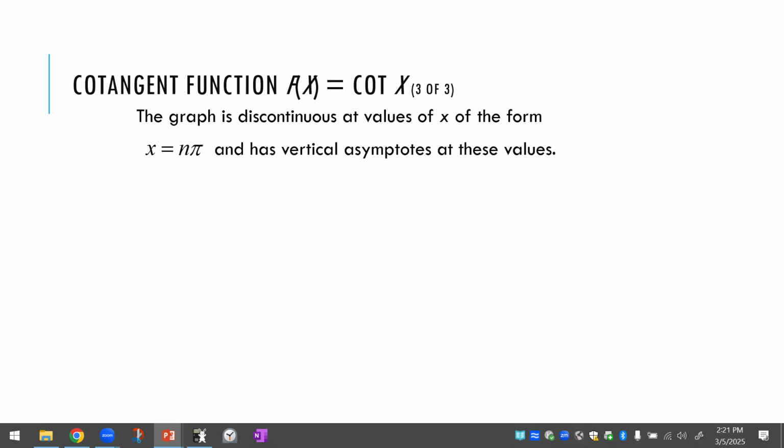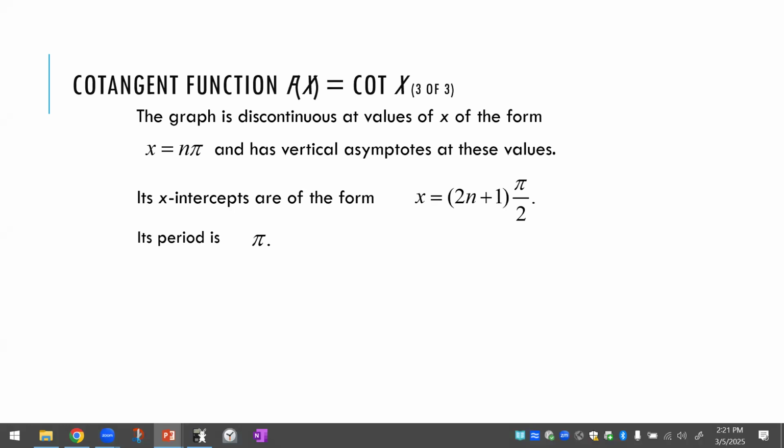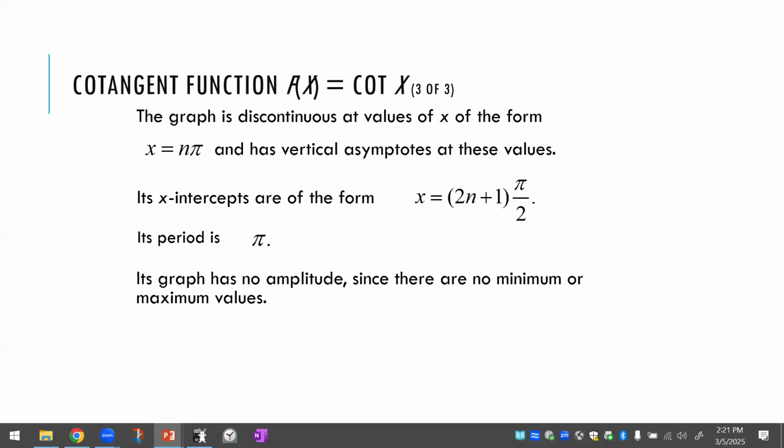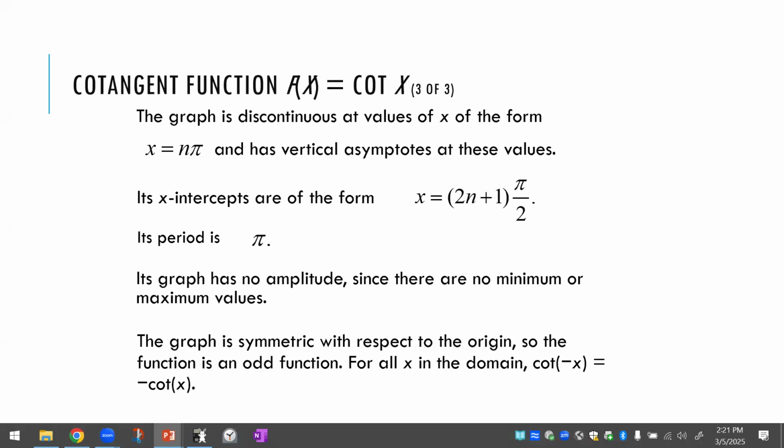So 0 pi, 1 pi, 2 pi, 3 pi. Your x-intercepts are now at odd halves of pi. So at odd halves of pi is where your x-intercepts are. And its period is still pi because it's still going to repeat that same cycle only after one period. There's no max, no min, so there's no amplitude. And the graph is symmetric with respect to the origin. So it also has origin symmetry.